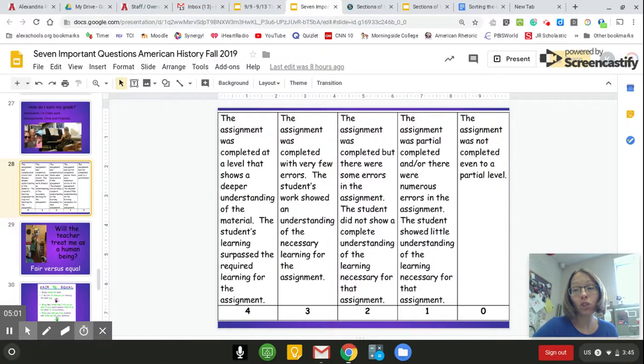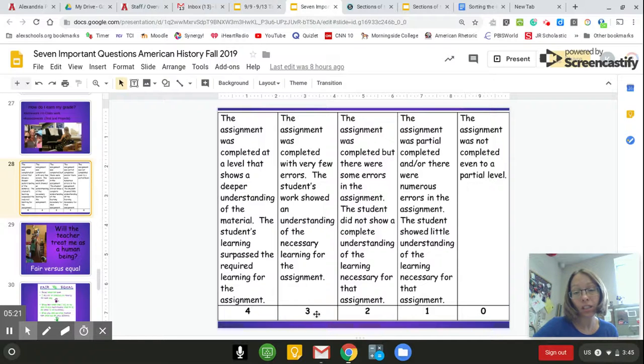Or it doesn't have to be just doing more. It could be that they understand the assignment to a deeper level, and I can just totally see that in what they're doing. And so that might earn you some extra credit. Think of this like you not only understand it, but you could teach it to other people. So that's what my scale is.